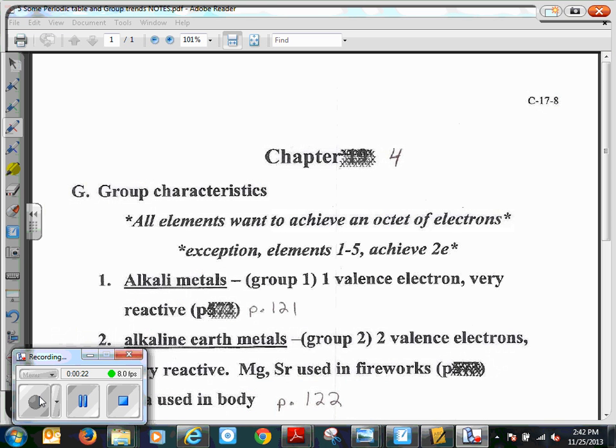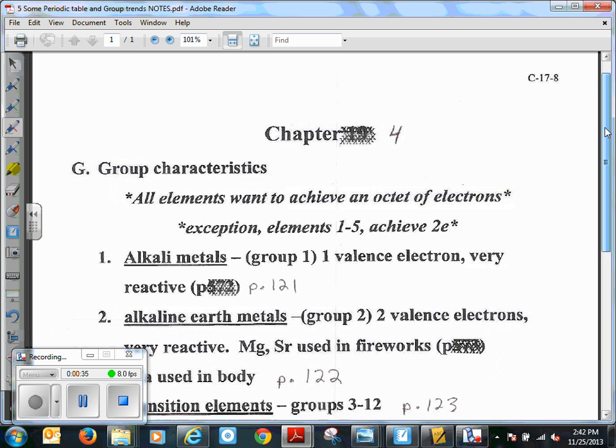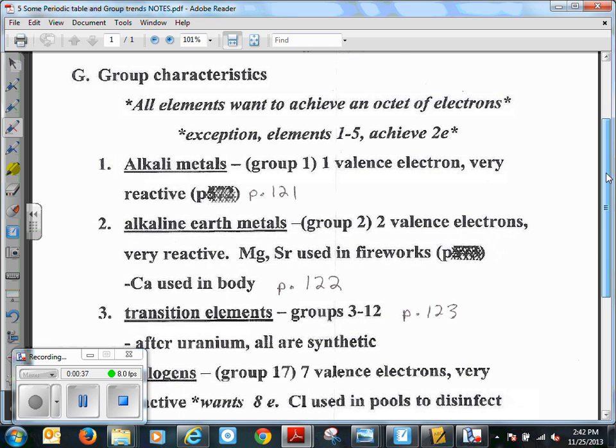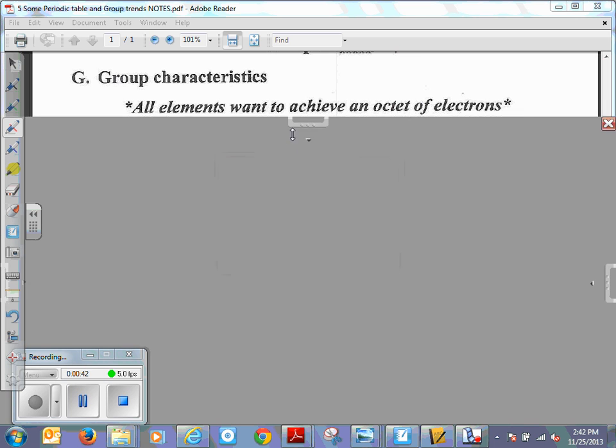So we've talked about some trends already with the periodic table. You did the alien periodic table. You saw some trends there too. So these are kind of the last bit of the notes in chapter 4. So group characteristics is where we're at for the notes. And this is one thing that we're going to use a lot in the next chapter.